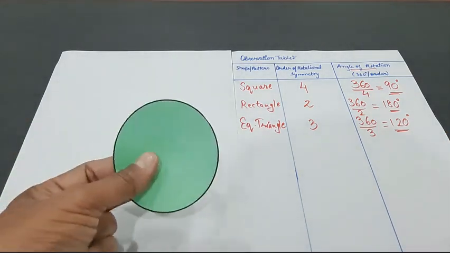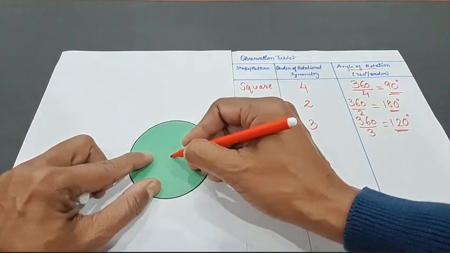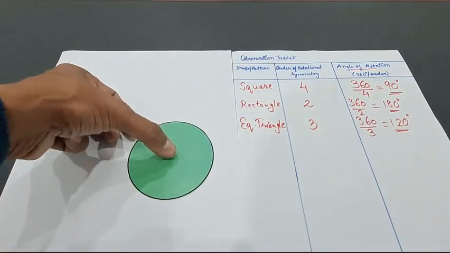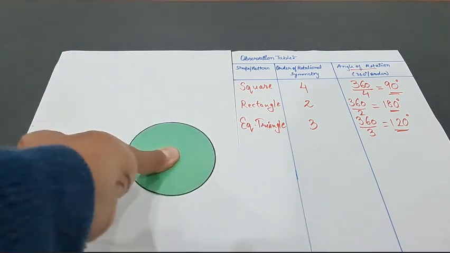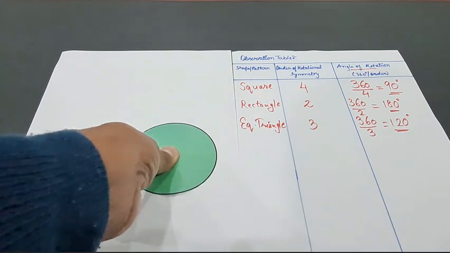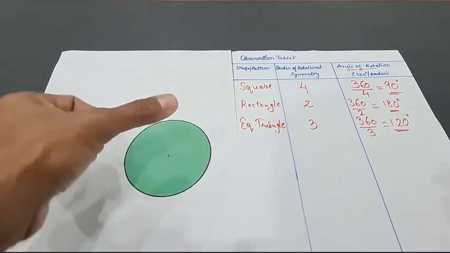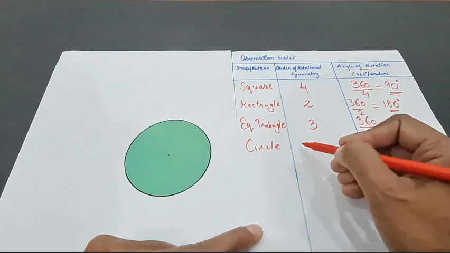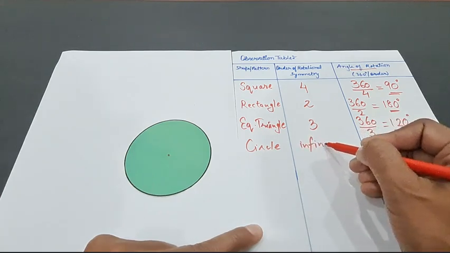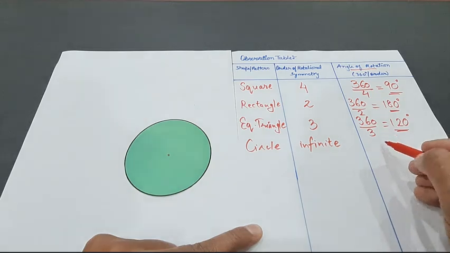Likewise, this is the interesting part. Here we have a circle. So if you fix the circle at this point using a thumb pin, then if you rotate it even 1 degree or 10 degrees or 45 degrees, the same shape is going to be there. So the circle will never lose its shape, and therefore for a circle the order of rotational symmetry is infinite, because every angle will give you the same shape, and therefore the angle of rotation cannot be written in terms of any particular value.